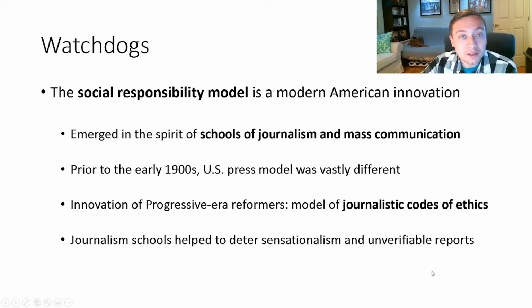But from the 1920s to the 1940s, journalists themselves began to bind themselves more intently to these different journalistic codes of ethics. And we're going to talk much more about that in later weeks, about what those codes of ethics actually entail and what it means to actually behave like a socially responsible journalist in 2021.